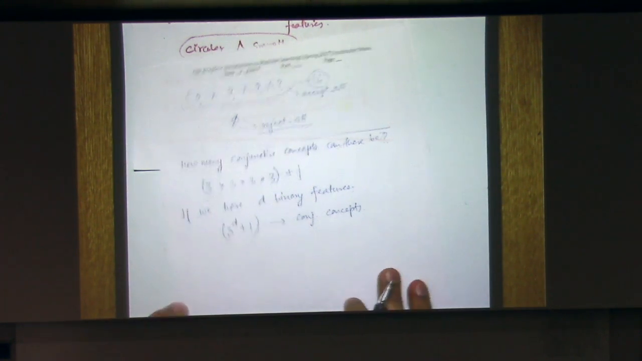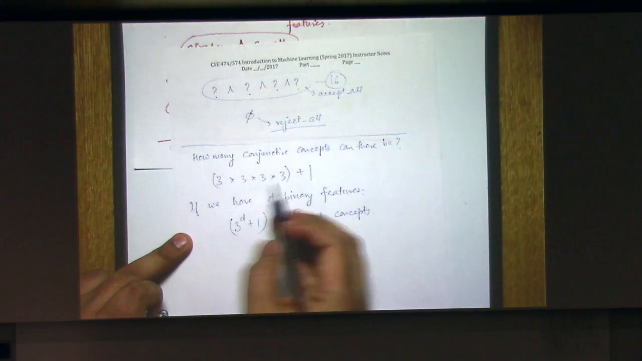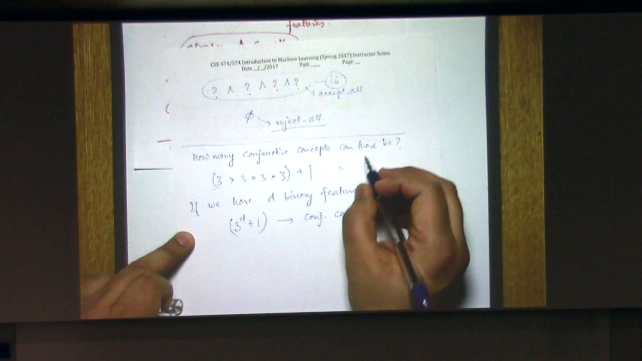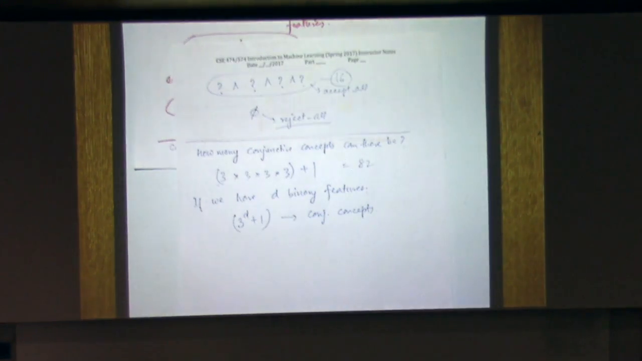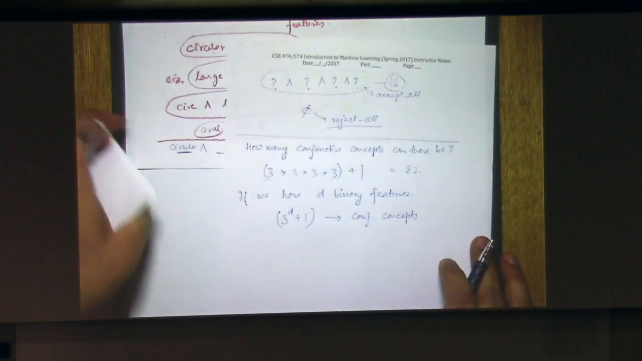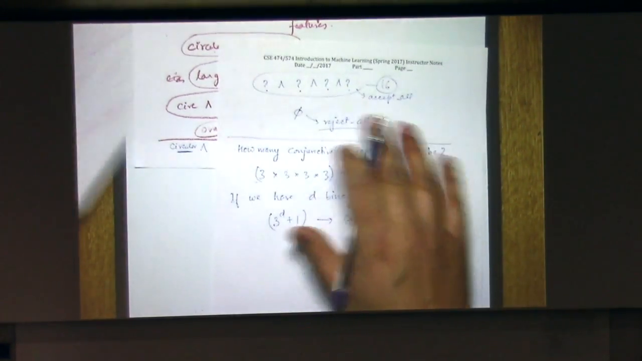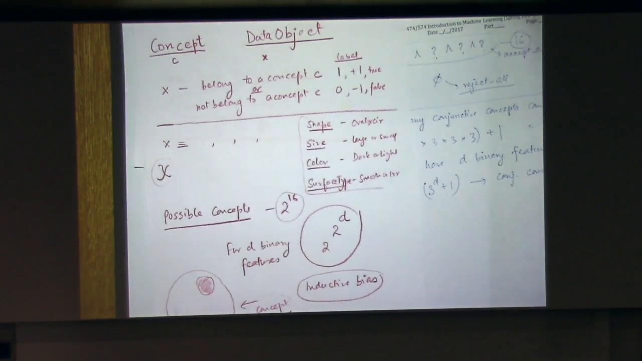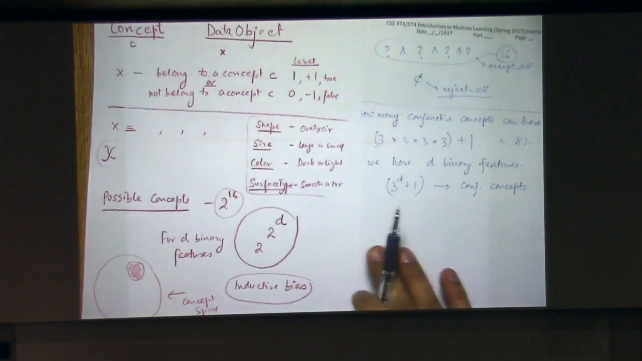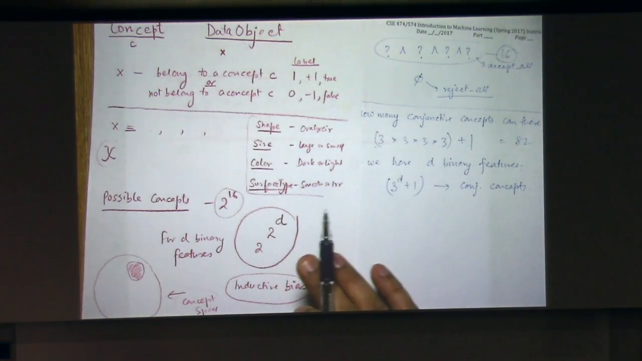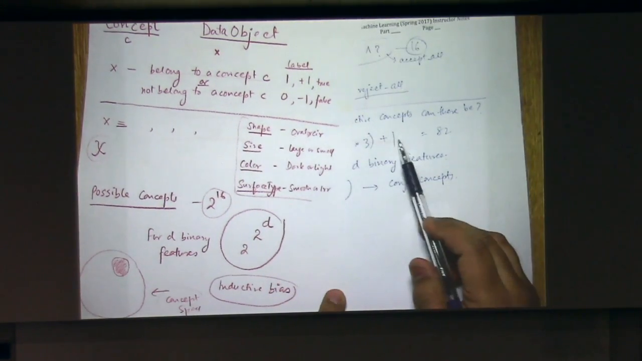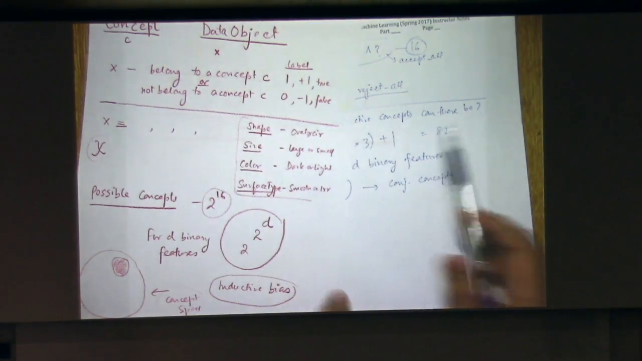Okay. So which means that now let's look at this, right? This was for our example. So this is what, 82, right? So suddenly, if you go back to our original thing, our total number of concepts was 2 power 16, which is a large number. But the number of conjunctive concepts is just 82, right?